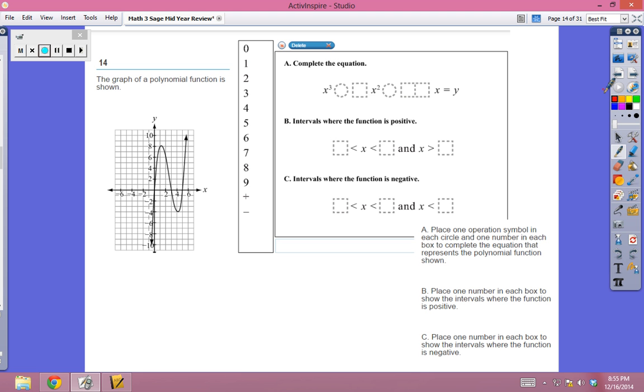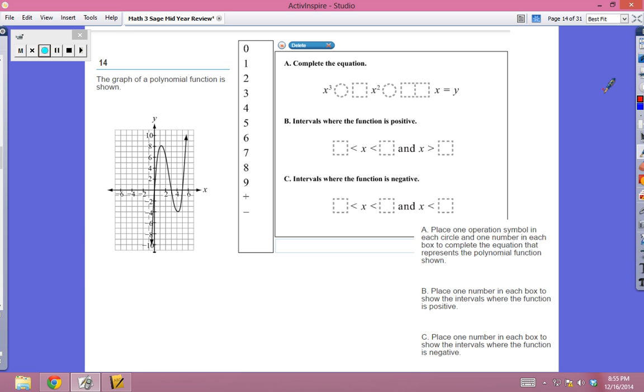Okay, 14. You've got 3 parts. You need to find the function, tell me where it's positive, and tell me where it's negative. So let's do B and C first. The intervals where this function is positive: the function is going to be positive anywhere that it spits out a positive output.